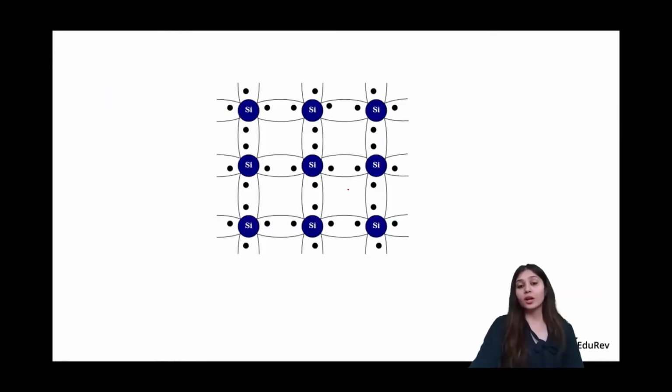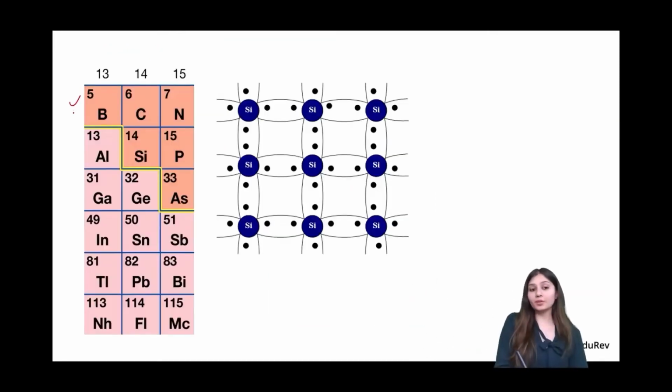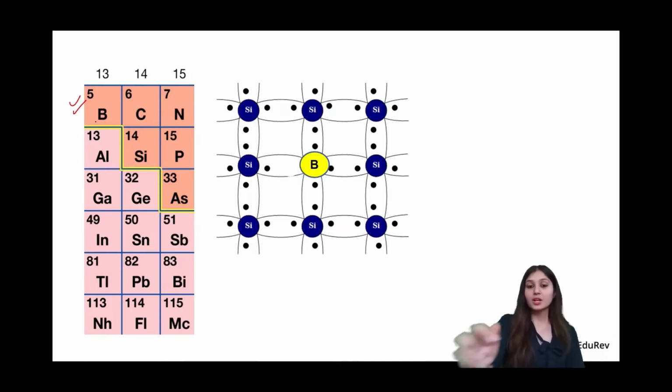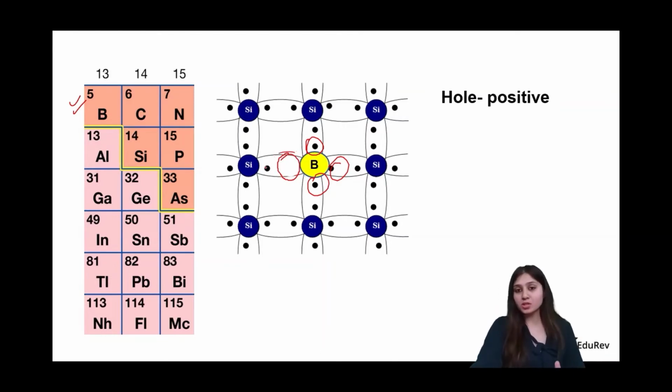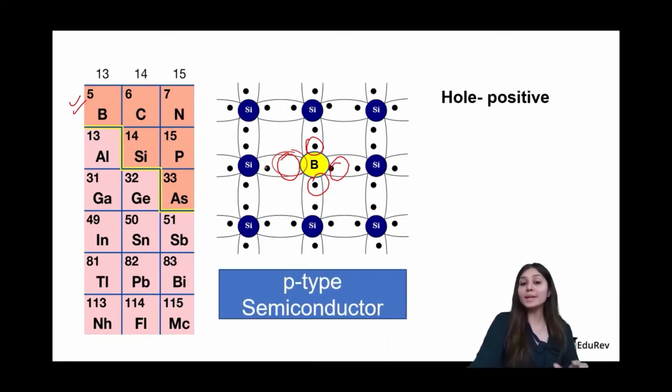Now, if we do the same thing with a group 13 element, we know the valency is 3, which means they form 3 bonds. Now, if I replace one silicon atom with a boron, it only has 3 electrons. 1, 2, 3. These 3 are used up in the formation of bonds, whereas one place is left. And this one place which is left is called a hole, which is positive. Why is it positive? It's not actually a positive charge, because it is a deficiency of an electron, but it is called a positive hole, right. When conduction happens because of positive holes, and we'll discuss how that happens, that is called a P-type semiconductor.